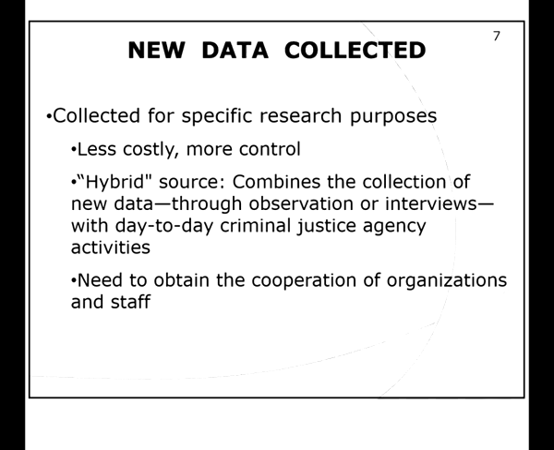So, new data collected, it's less costly than other sources. There's also hybrid sources where it combines the collection of new data through observation or interviews and stuff like that with some of this criminal justice agency data, so to speak. But you do need to obtain cooperation from these organizations. They don't just give it to anybody. You usually have to know somebody.